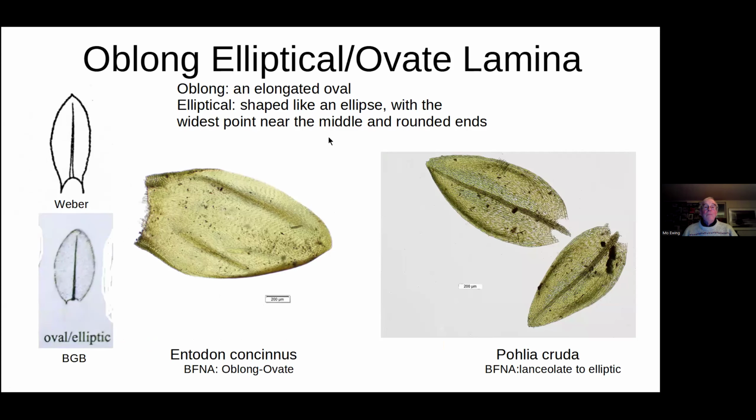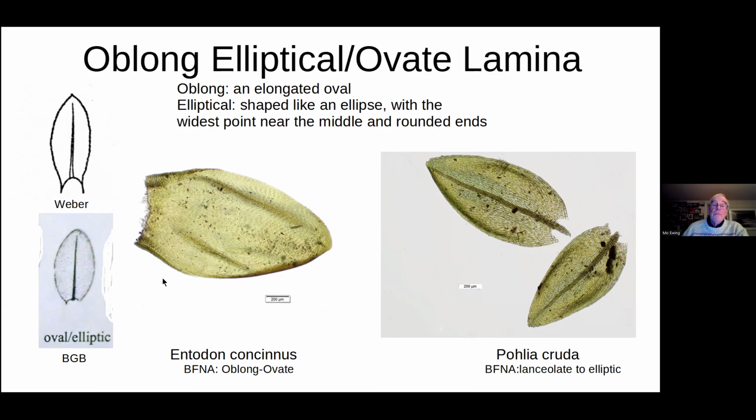Now we get into oblong elliptical or ovate lamina. The definition of oblong is basically elongated oval. It's shaped like an ellipse, like the planets go on. The widest point is near the middle.